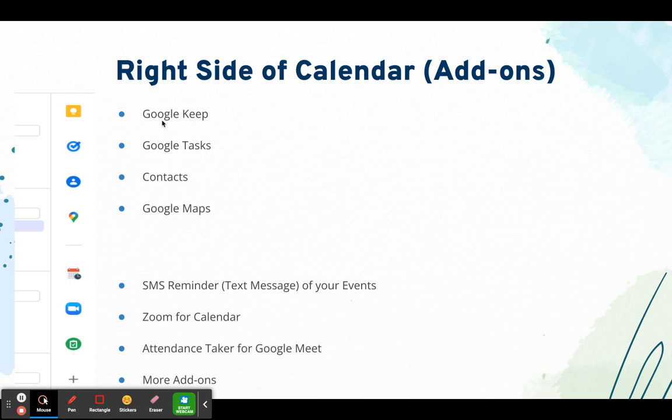And then the right side of the calendar has the same kind of add-ons that Gmail has as well. So it comes with Google Keep, Google Tasks, contacts, as well as Google Maps, because you can actually set addresses on your events. So it links up with Google Maps on your calendar as well. Some other add-ons I've added, again with that plus sign on the right-hand side, are things such as attendance taker for my Google Meet for when I had remote classes, Zoom for calendar, so you can set up Zoom events right there, as well as text message reminders for my events.